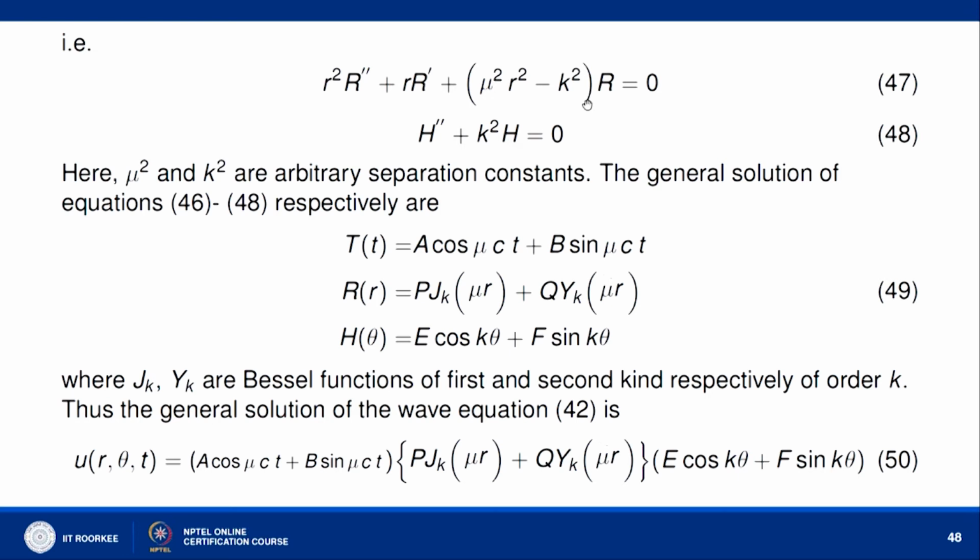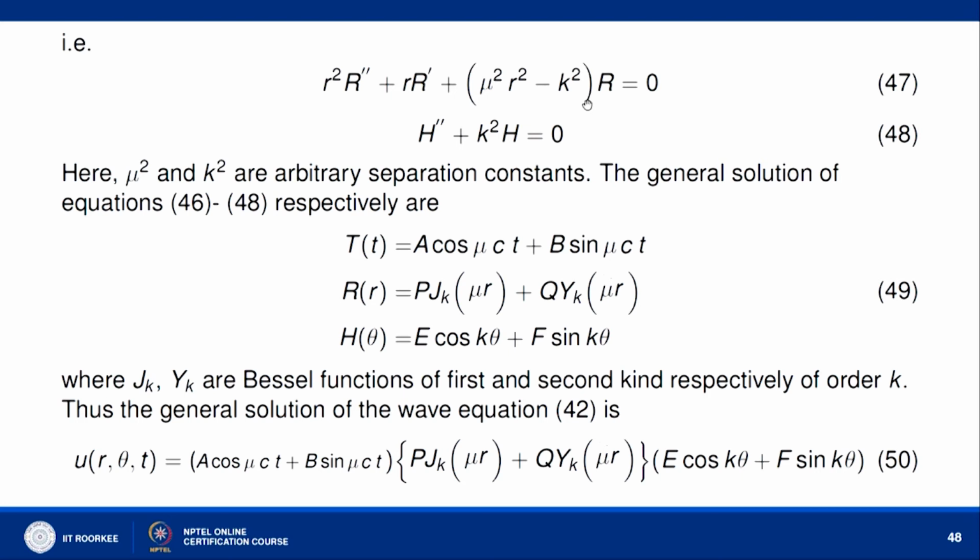Now, using the solutions listed in equation number 49, I can write u(r, theta, t) is equal to (A cos(mu c t) plus B sin(mu c t)) into (P J_k(mu r) plus Q Y_k(mu r)) into (E cos(k theta) plus F sin(k theta)).